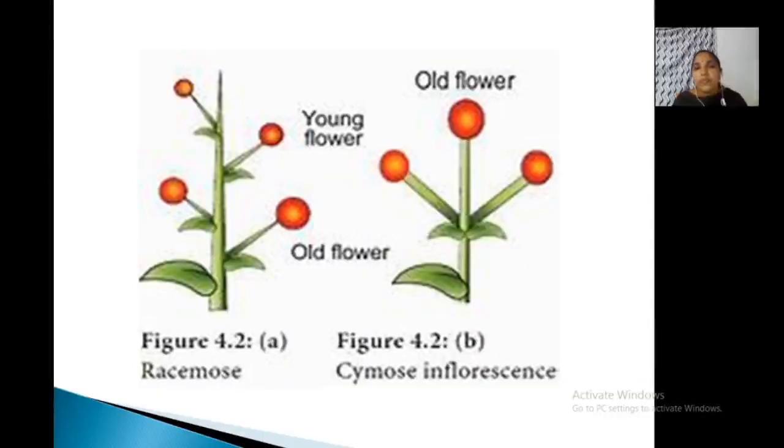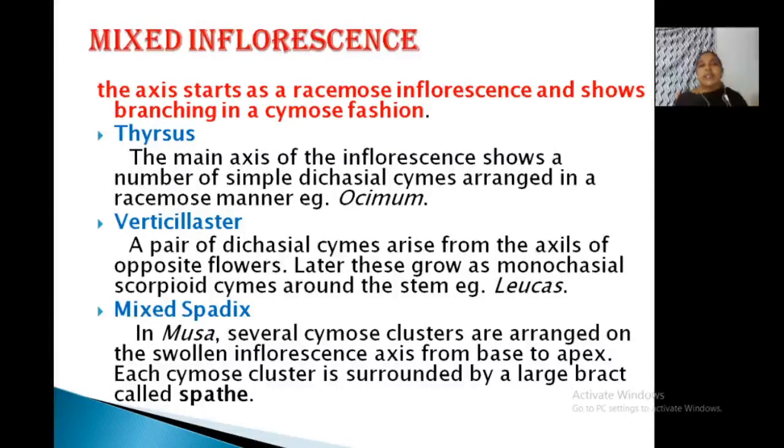Understood? Okay. Now, see, the difference between racemose and cymose. Racemose: main axis continuously growing, not ending in a flower. So basal flowers are larger, upper flowers are smaller. Here the main axis ends in a flower, that is limited growth. This is unlimited growth. This is acropetal, this is basipetal. Understood? Okay. Now, next category. So we finished racemose type, cymose type. The third category is mixed inflorescence, that is a combination of racemose and cymose. Usually the axis starts as racemose but shows branching in cymose. Clear? Starting is racemose type but branching is usually cymose type.